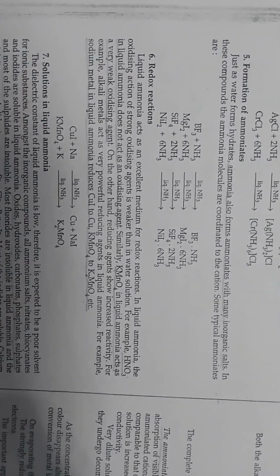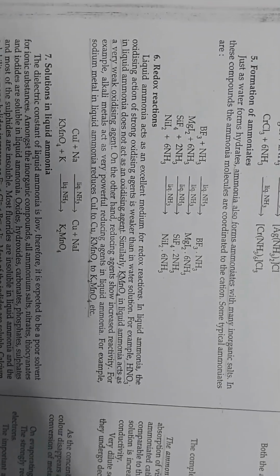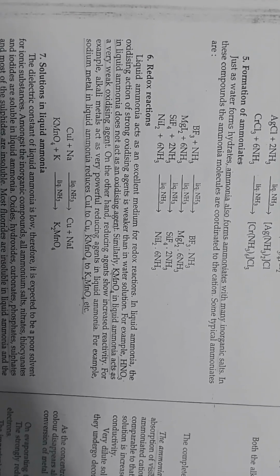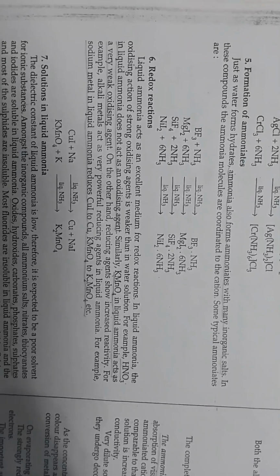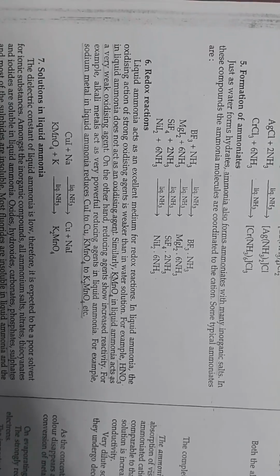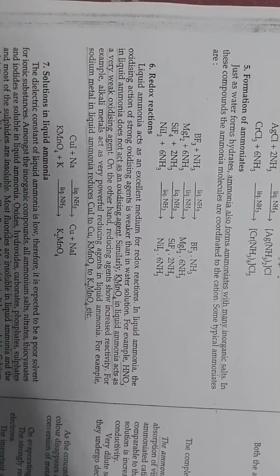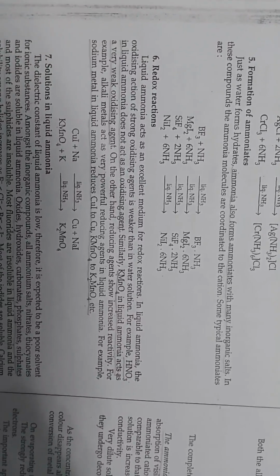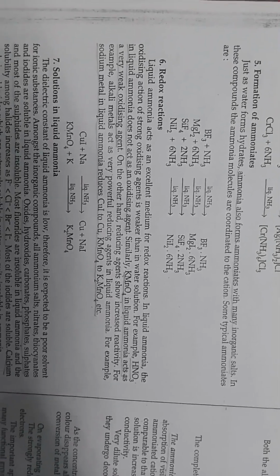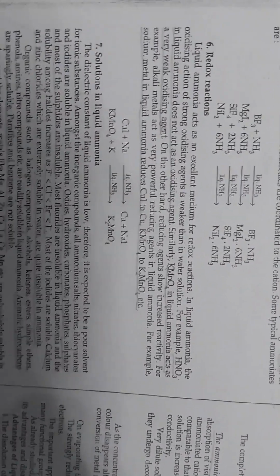Number 5. Formation of ammoniates. Just as water forms hydrates, ammonia also forms ammoniates with many inorganic salts. In these compounds, the ammonia molecules are coordinated to the cation. Some typical ammoniates are: BF3 + NH3 in liquid NH3 gives BF3·NH3. MgI2 + 6NH3 in liquid NH3 gives MgI2·6NH3. SiF4 + 2NH3 in liquid NH3 gives SiF4·2NH3. NiI2 + 6NH3 gives NiI2·6NH3.